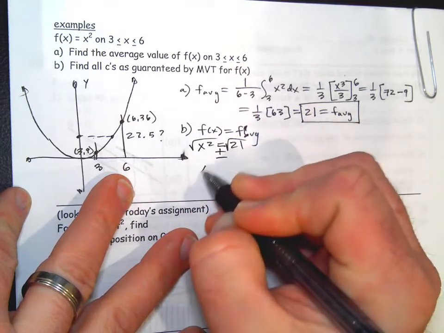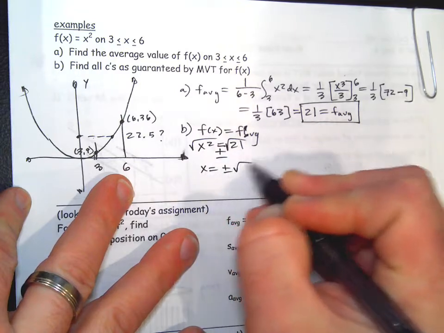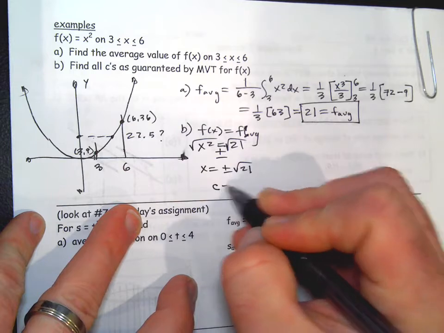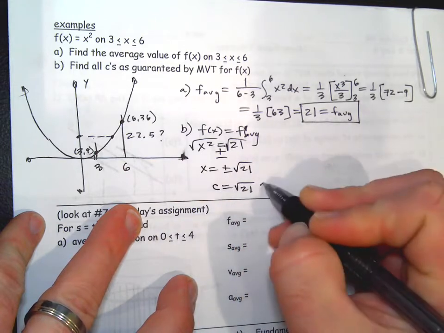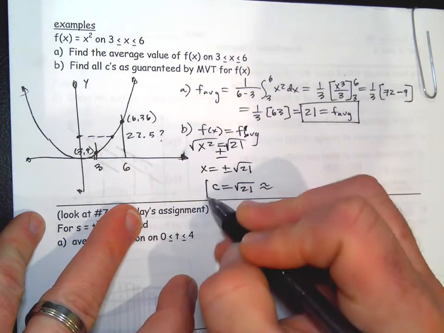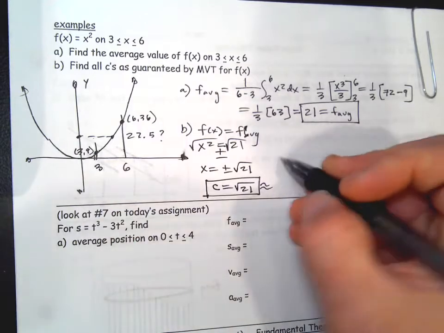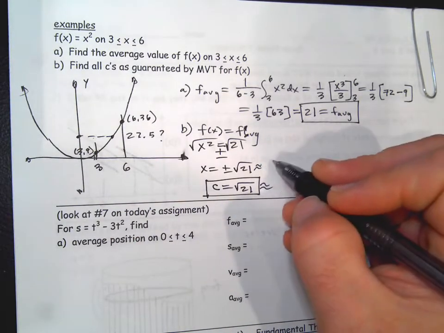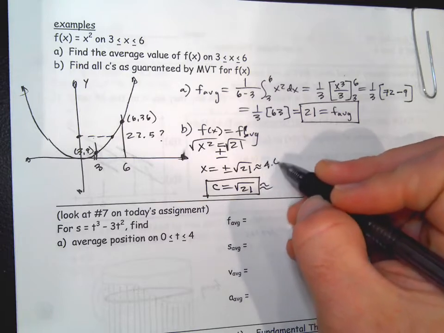Plus or minus, better be in your work. Okay, but we only want the ones that are between or on the endpoints. So we just want positive square root of 21. Now, is that between 3 and 6? I mean, you could estimate it just to make sure it makes sense. 21 is between 16 and 25. It's close to 25, so it's probably like 4.6 or something like that.